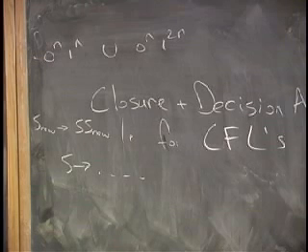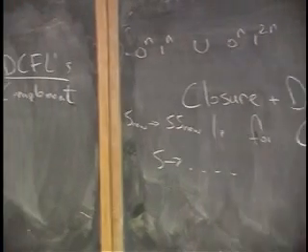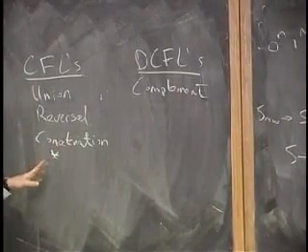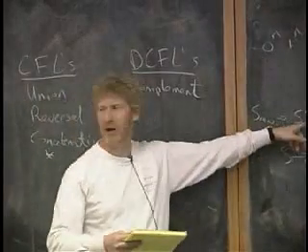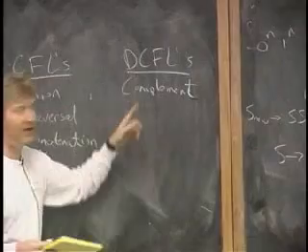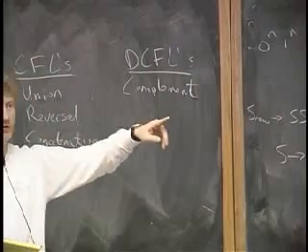What about DCFLs? Are they closed under concatenation or star? It's not at all obvious. Because for one thing, you can't do these tricks in grammars and expect them to stay LRK. And you can't go ahead and make epsilon moves from final states to new states.